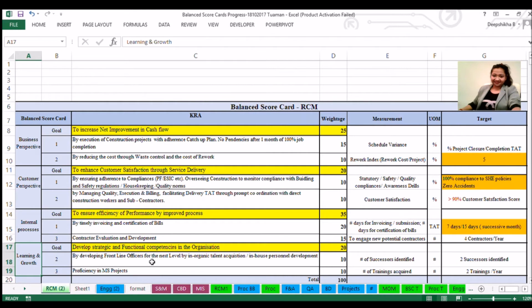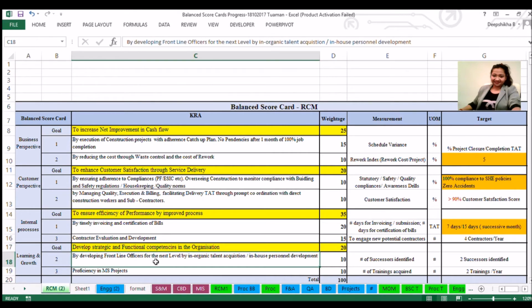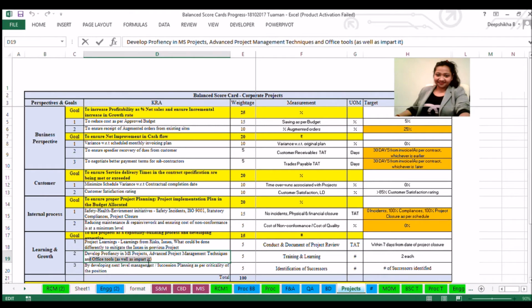For the RCM, there are two things that we have identified. One is developing yourself, office tools, then project learnings, learning from the risks, issues, and what could be done differently to mitigate the issues in the previous projects, for which the measurement would be conducting and documenting the project review. Unit of measurement could be TAT, and the target could be 7 days from the project closure. So this would mean that within 7 days from the closure date of the project, we will document the project review, whereupon we will mention what the project learnings are, what the risks involved are, what the issues involved are, and what could be done differently to mitigate those issues.